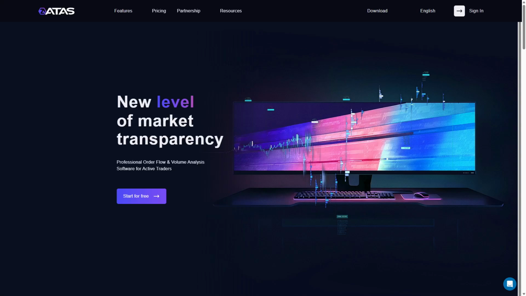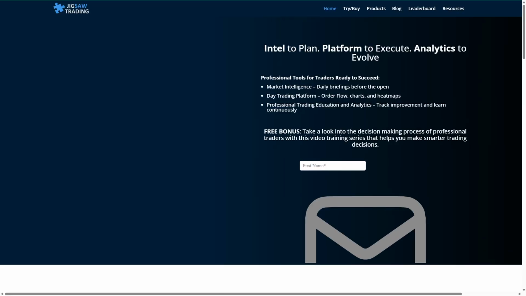ATAS versus Jigsaw Trading, which order flow platform is better? Choosing the right order flow platform can transform your trading precision without overwhelming complexity. We'll explore ATAS and Jigsaw Trading, two top contenders with distinct approaches and features. ATAS and Jigsaw Trading are popular order flow platforms designed to give traders deep market insight.